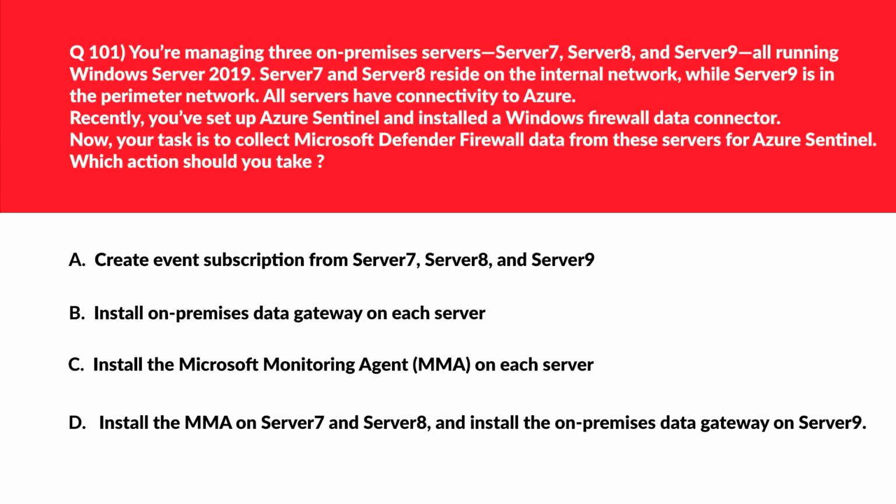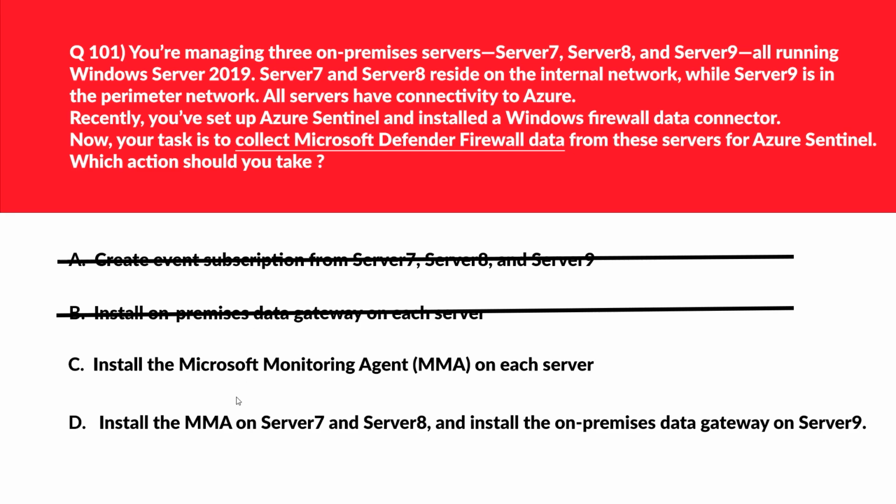Alright, let's tackle this question. We'll first look at option A. A says create event subscription from server 7, 8 and server 9. Creating an event subscription from the 3 servers is not the right approach for collecting firewall data, hence incorrect choice. Let's move to option B. B says install on-premises data gateway on each server. Installing on-premises data gateway on each server is not necessary for this specific scenario asked in the question. So B is out.